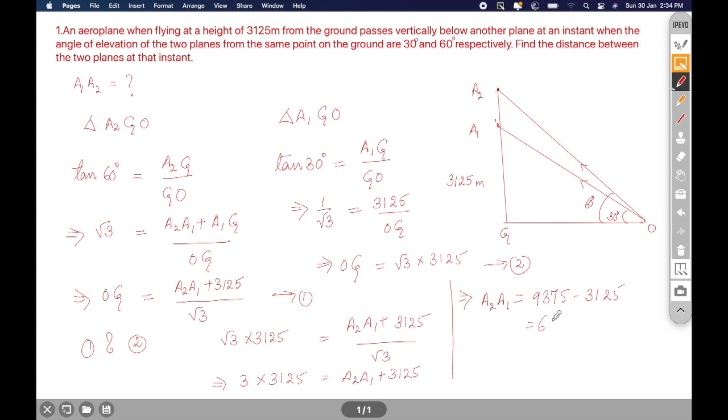Which is equal to 6250 meter. So the two planes are at a distance of 6250 meter from one another at that instant.